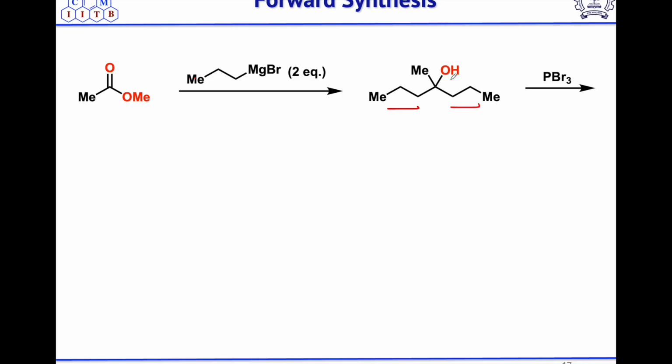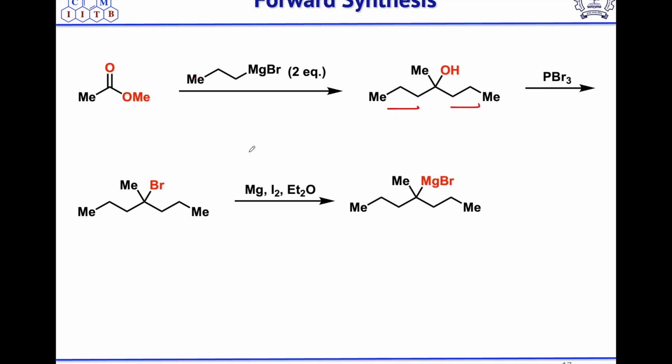Now our next target is to convert this tertiary alcohol to bromide by treating it with PBr3, and we can get this bromo derivative. So this is the tertiary bromo compound. What will be our next target? Next we need to make this bromide into the corresponding Grignard reagent, right? So we treat this bromo compound with magnesium in the presence of a catalytic amount of iodine in diethyl ether solvent. So you can get the corresponding Grignard reagent, right?